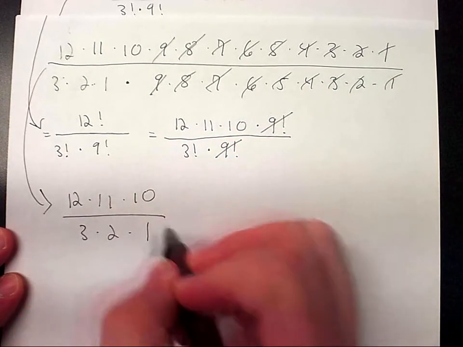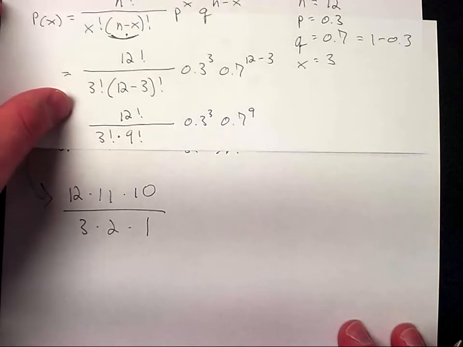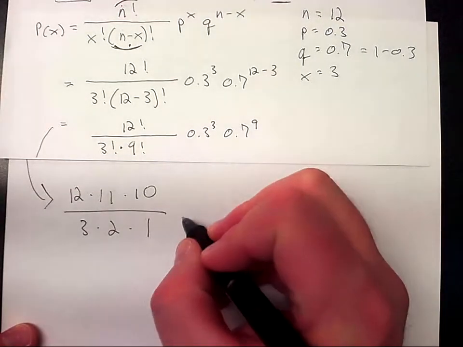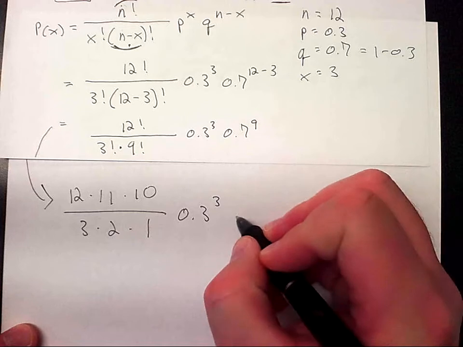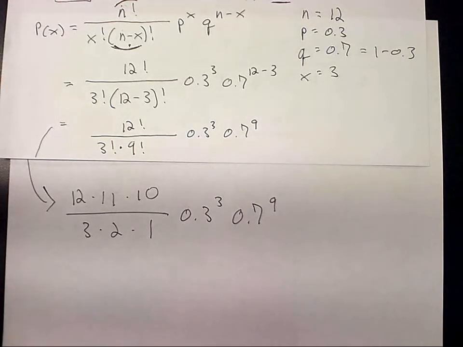Divided by 3 times 2 times 1. But now we also have to make sure that we include the rest of that formula, which is 0.3 to the power of 3 times 0.7 to the power of 9. So now this is definitely something that you should be able to handle with your calculator just fine, regardless of the type of calculator that you use. You could even do this with a dollar store calculator, right?